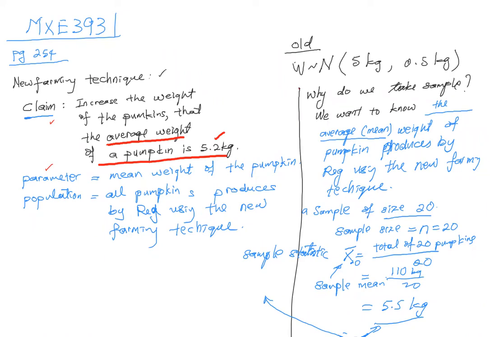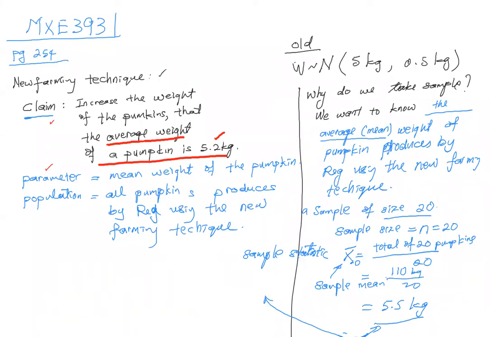Miss, where do you get the 20? Oh, I just simply picked the sample size. So now it's just one sample, and samples vary.